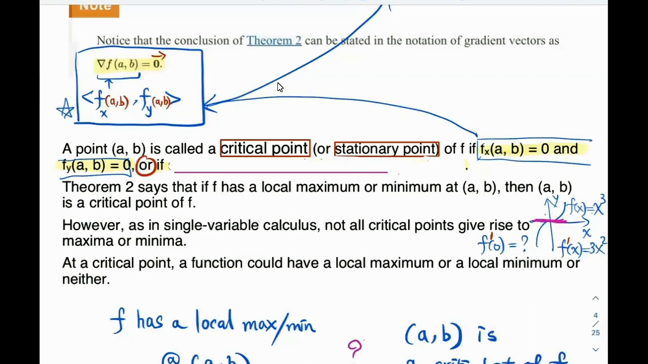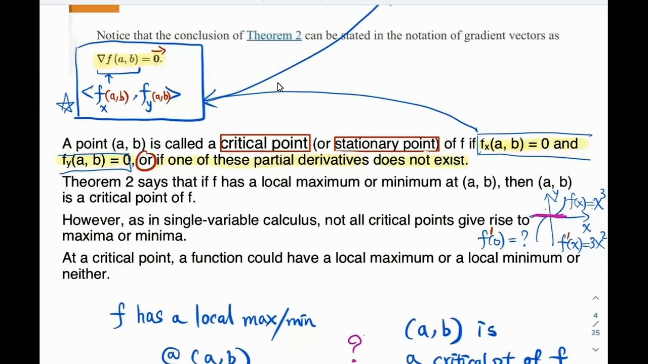Or the partial derivative does not exist. One of the partial derivatives does not exist. So if one of the partial derivatives does not exist, or both partial derivatives equal 0, then that's called a critical point. You see the connection with the function of one variable now. It takes a while for the new definition to sink in, but try to relate it to Calculus 1. So either the partial derivatives both equal 0 or one of them does not exist.